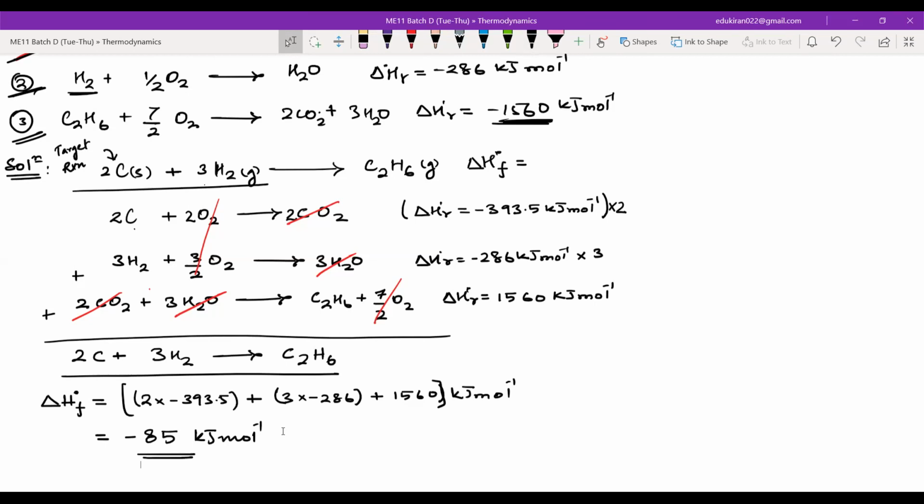First reaction, what is common? If that is common and the stoichiometry matches, then don't do anything. If the reactant is also on the reactant side here, then don't do anything. If the stoichiometry is not matching, then multiply or divide by some number. And if the sides are not matching, then reverse it. But whatever you are doing with the reaction, you should also do the same thing with the enthalpy that is given in the data.